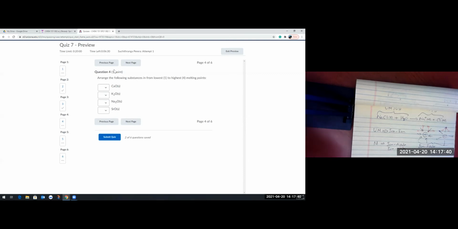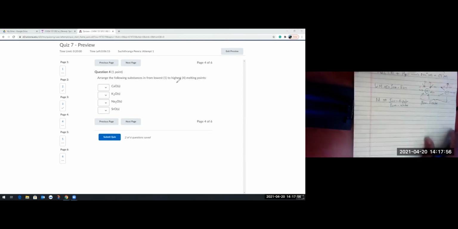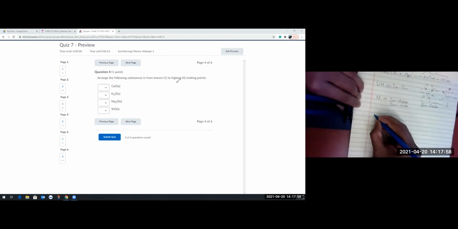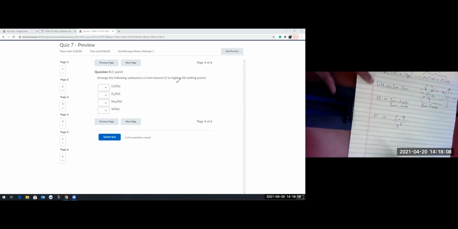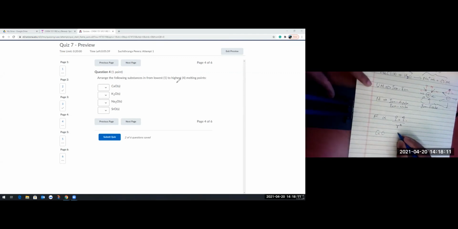Okay. Anyway, to do this problem, they're asking about the melting temperature. They want you to arrange them from lowest to highest. So to do this, what we're going to look for is charge product and the distance between the ions. That is it. Because remember, ionic force is directly proportional to the charge product and inversely proportional to the distance between the ions squared. That's what we learned. And this applies to calcium oxide, potassium oxide, sodium oxide, and strontium oxide.